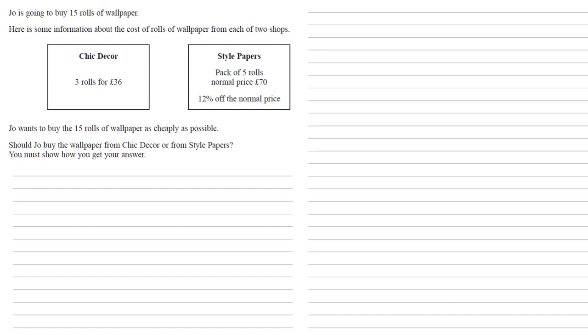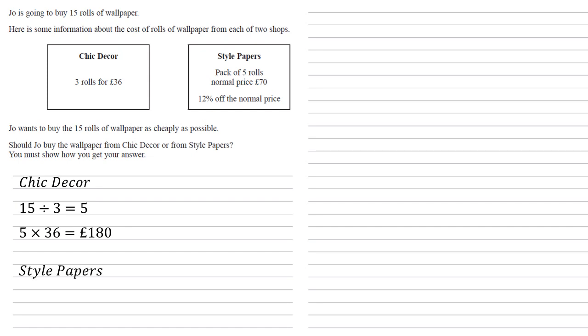Firstly, let's look at Chic Decor. So they sell theirs in packs of 3. We want to buy 15. So 15 divided by 3 means we need 5 packs. So the total cost is 5 times 36 is £180. Now we're going to work out the price for Style Papers.